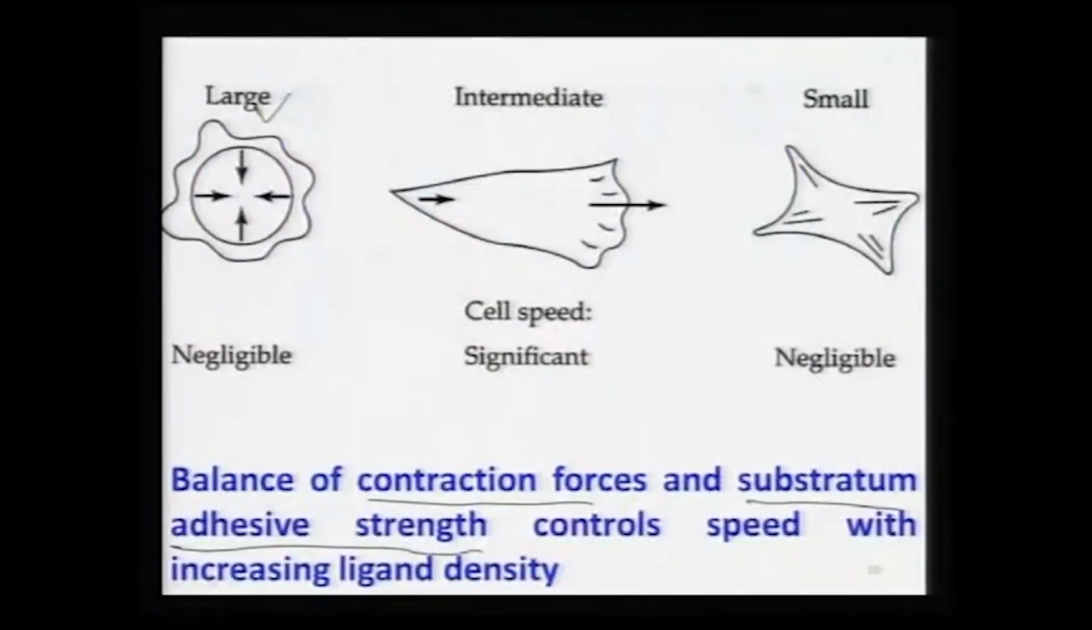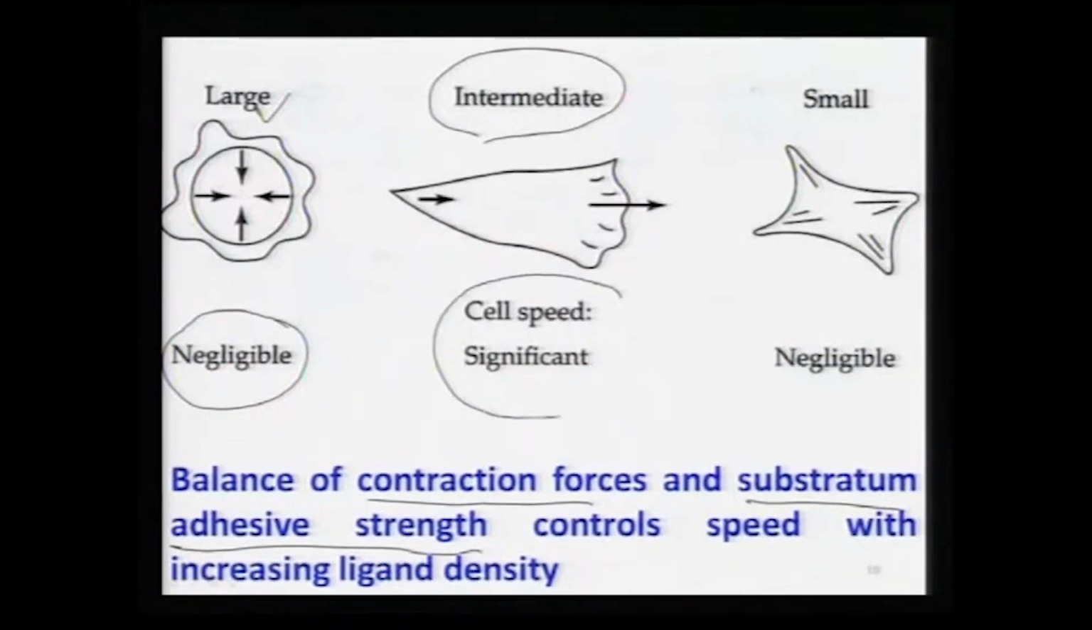Now, if the balance is quite large, then cell migration is negligible. That means cells will simply not move. If the balance is intermediate, then the cell speed is also significant, as you can see that cells change their size to quite a significant extent. If the balance is small, again the cell movement is negligible.